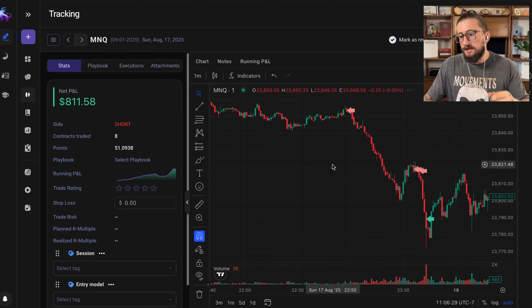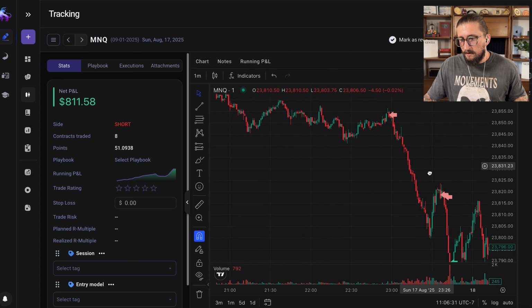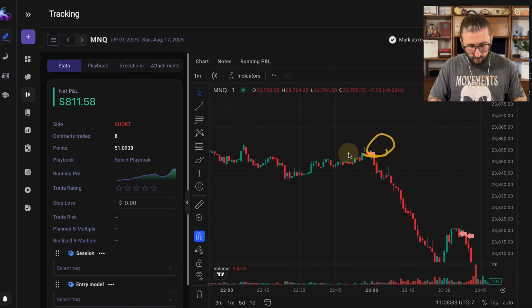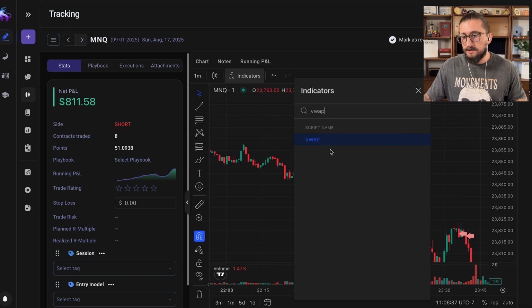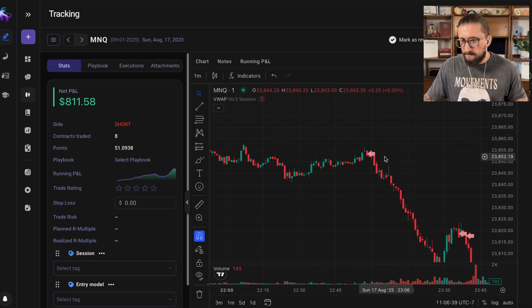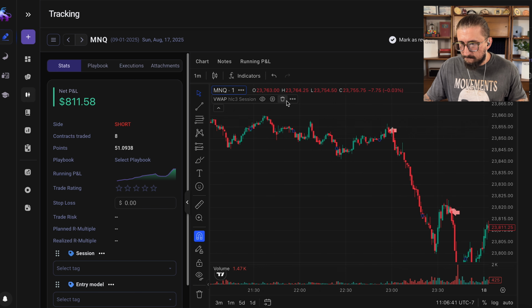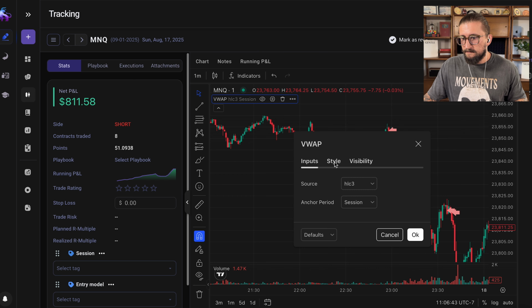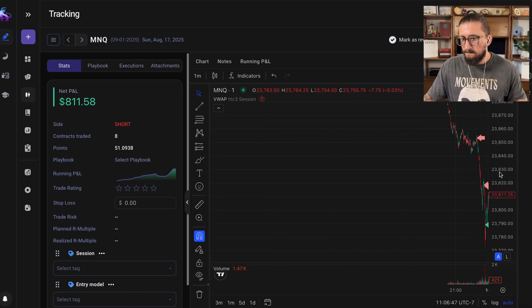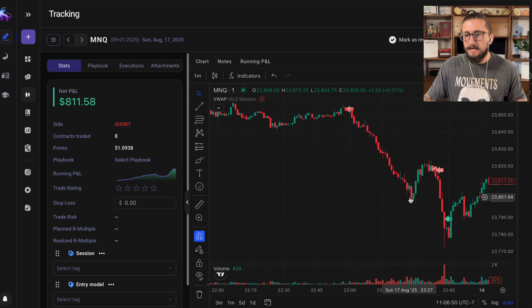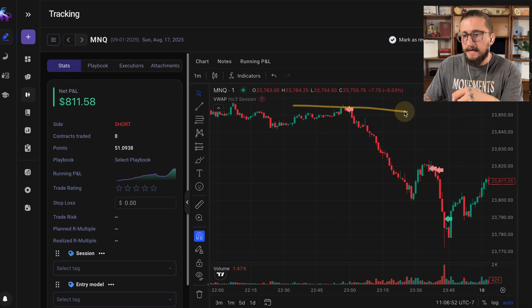We have the initial entry right here on this pullback to VWAP, and we can actually pull up VWAP so we can see how the execution compares to VWAP, and I'll show you exactly where the stop was as well. Let's see, where's our VWAP? Should be somewhere. Maybe not. Either way, you can take my word for it. VWAP's right about there. I put my stop at the high.